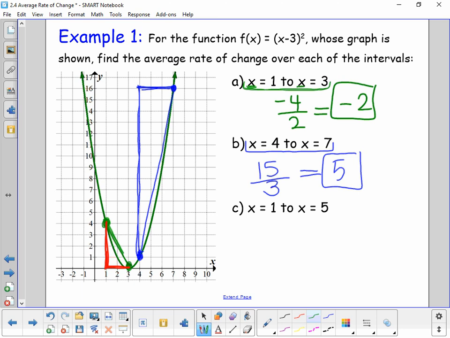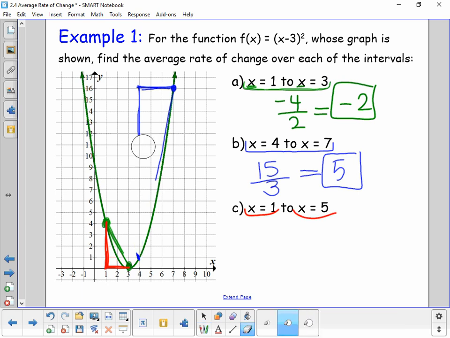So you can see the interval makes a big difference. On our second interval, this function is not decreasing at all. It's increasing, and it's increasing pretty rapidly. The last one, from -1 to 5. I'm going to erase a little bit here. So for x equals -1, we have a value of 4 on the function, and for x equals 5, we have a value of 4 on the function.